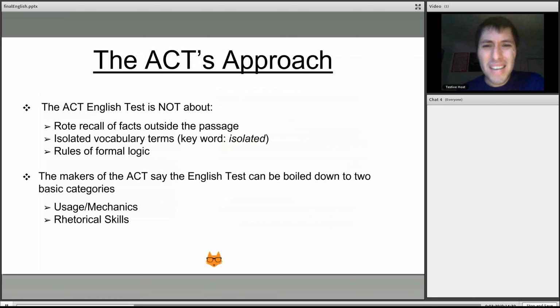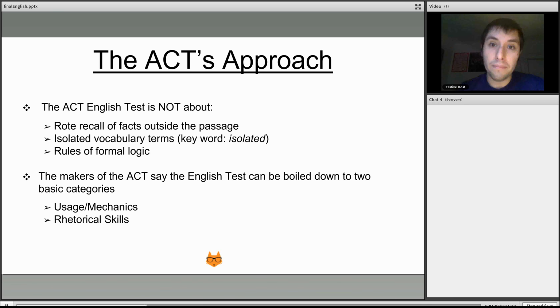So what is the ACT's approach to this test? The ACT English test, they tell us, is not about the following things. It's not about rote recall of facts outside of what the passage is providing. So you shouldn't use outside knowledge at any point in time. That can be considered an assumption and can lead you to choose answer choices that are incorrect. It's definitely not about isolated vocabulary terms.